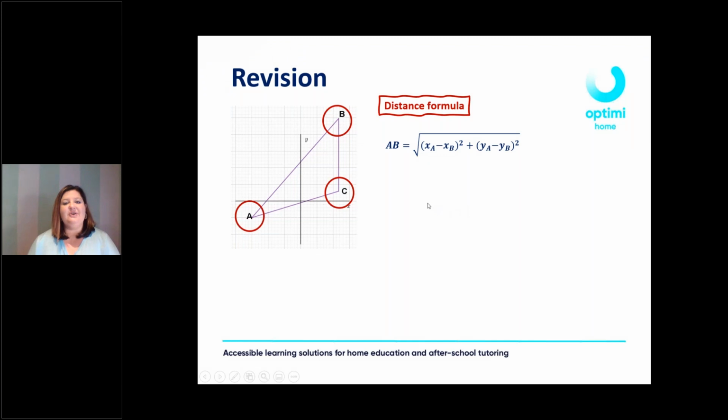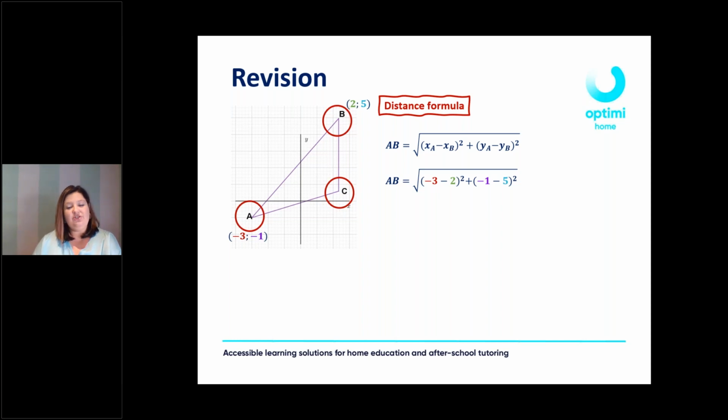All right, so let's give A and B some coordinates to work with. A we've given (-3, -1), and B we've given (2, 5). So we're just going to substitute that in there. Firstly, my x coordinate of A is -3, my x coordinate of B is 2, my y coordinate of A is -1, and my y coordinate of B is 5. So I've just substituted it in there.